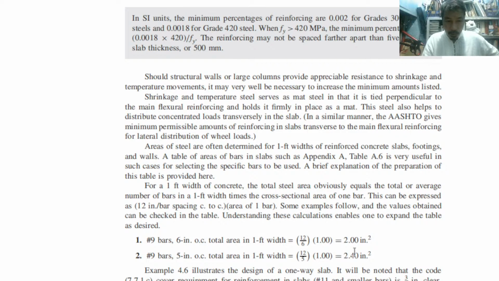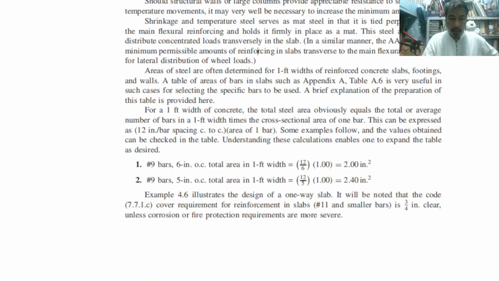So we have the following example. Number 9 bars, 6 inch on center. Total area in 1 foot width is equal to 12 over 6 times 1, that is 2 square inch. We are dealing with 6 inch spacing. If you are dealing with the same size, 5 inch on center, rather than 6, then 12 over 5, the steel area is 2.4 rather than 2.